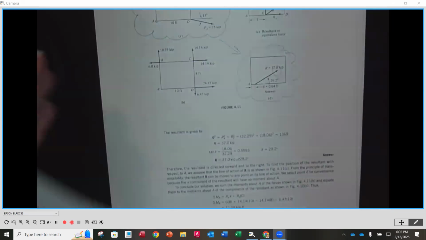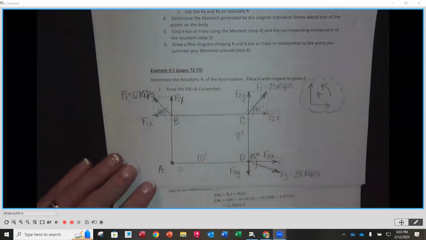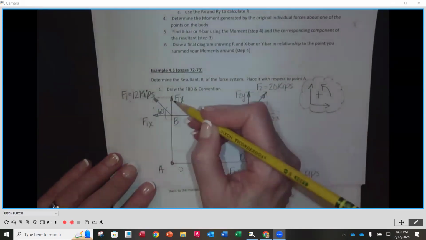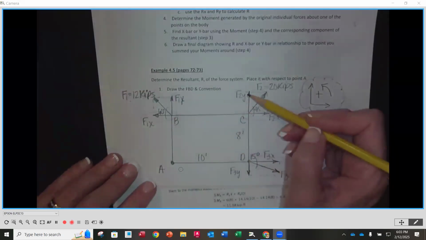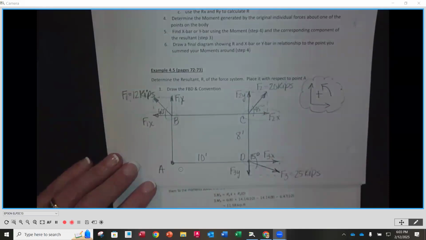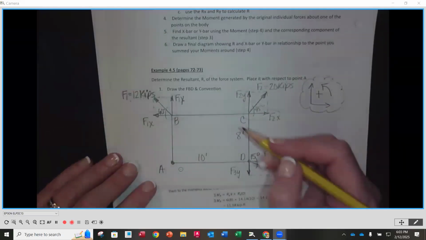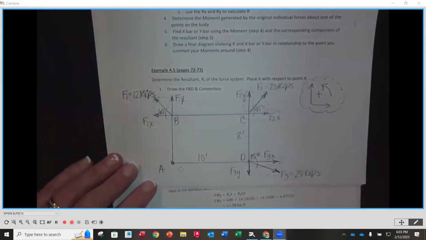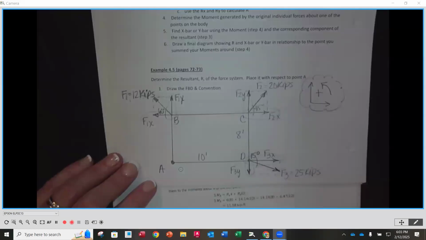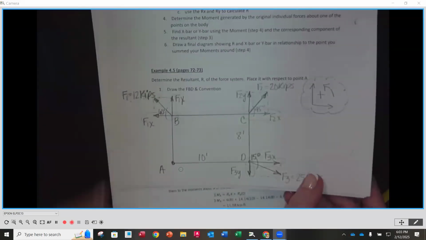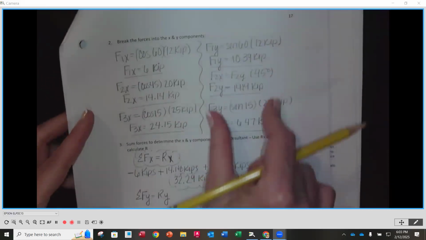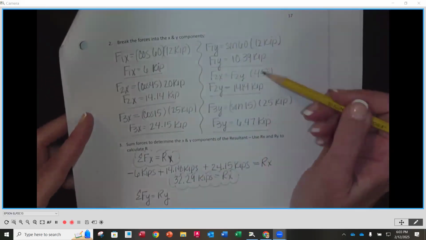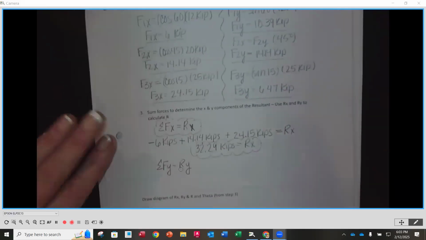Now I'm going to go back to my illustration. According to my convention, anything going up is going to be positive. So that means we're going to have a positive F1y, a positive F2y, and a negative F3y. Okay, so kind of remember that, and then we're going to write it down below. So now we're going to look at our y's here. We're going to have a positive, positive, minus. So I'm going to write those out.